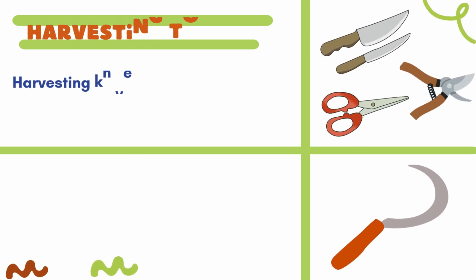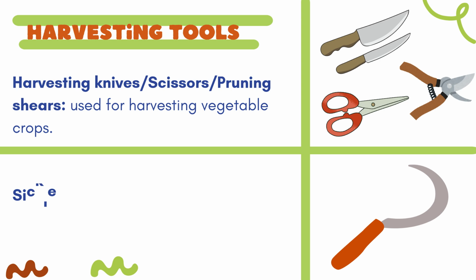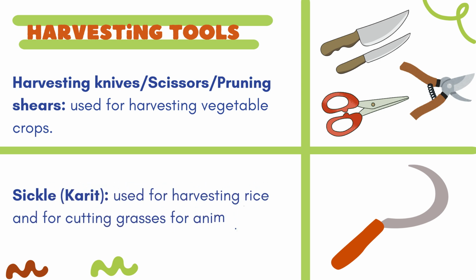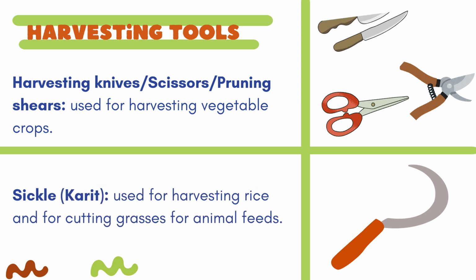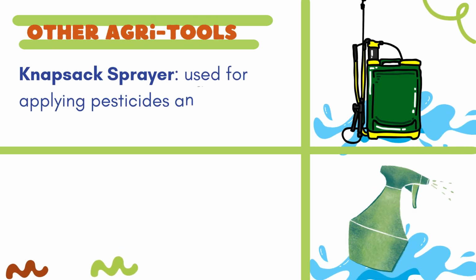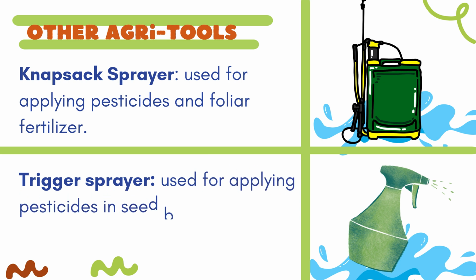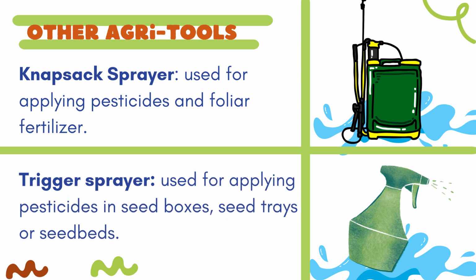Harvesting tools. Harvesting knives, scissors, pruning shears, used for harvesting vegetable crops. Sickle, karit, used for harvesting rice and for cutting grasses for animal feeds. Other agri-tools. Knapsack sprayer, used for applying pesticides and foliar fertilizer. Trigger sprayer, used for applying pesticides in seed boxes, seed trays, or seed beds.